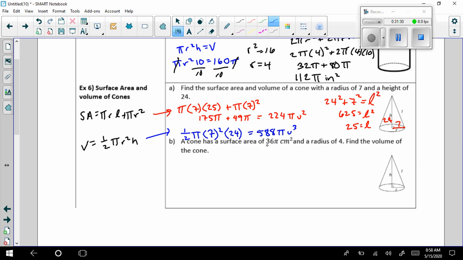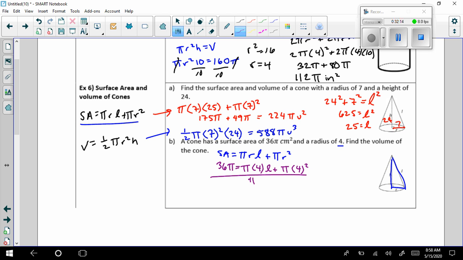And then last one, the cone has a surface area, so we're working backwards here, of 36 pi and a radius of 4. So again, your surface area is pi r L plus pi r squared. Find the volume of the cone. So we need to find H, but first we need to find L so that we can then use Pythagorean theorem. So this is multi-step. So be patient with yourself. We have 36 pi is equal to pi times 4L plus pi times 4 squared.